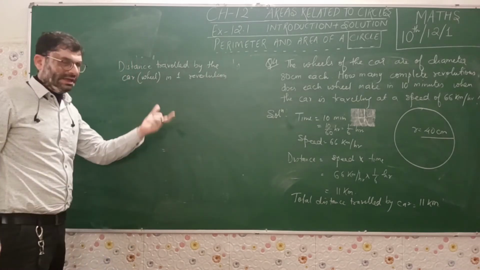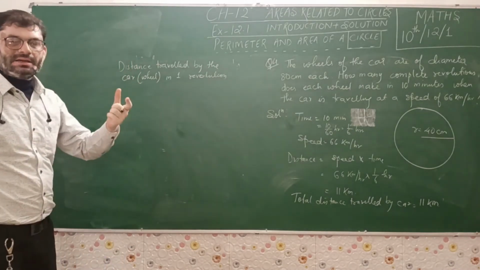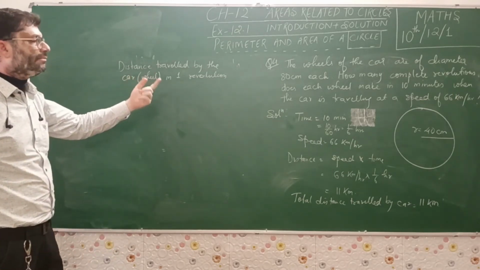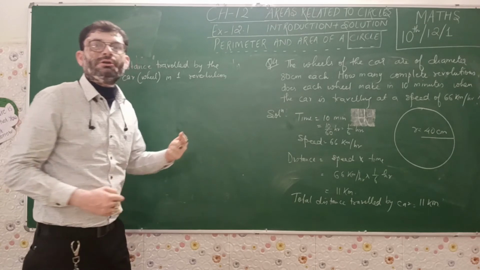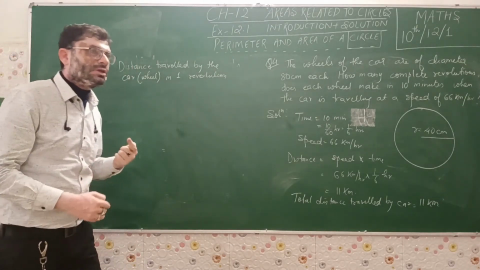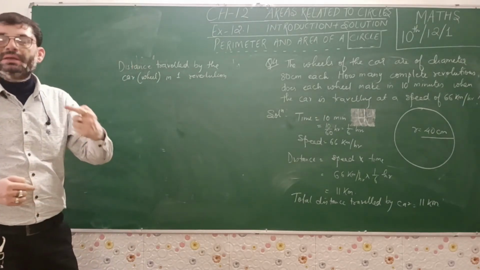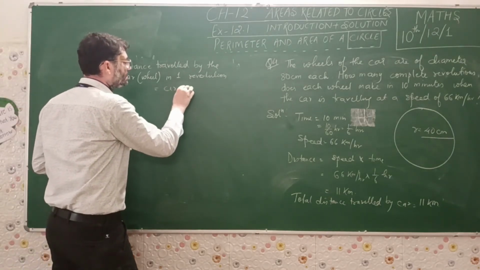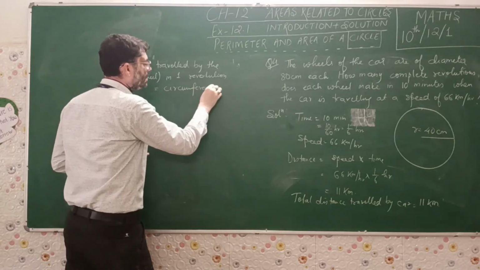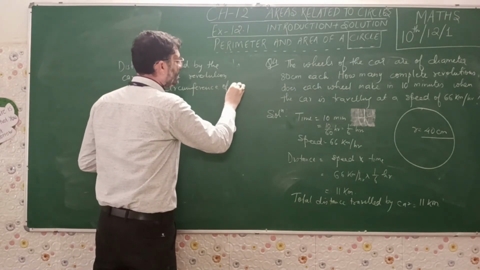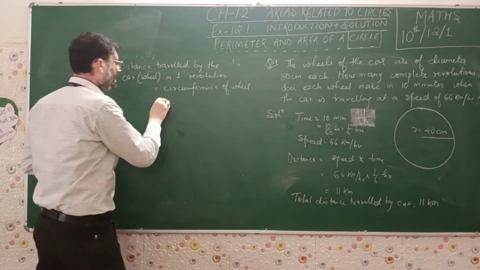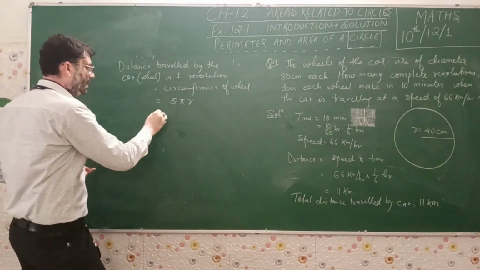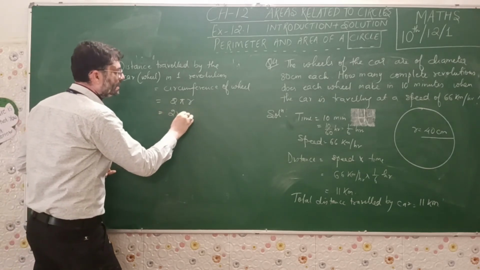The appropriate word can be wheel, but we can understand that the car is moving, the wheels are moving, and the distance covered by the car in one wheel is one complete revolution of the wheel. One complete revolution of the wheel means the distance traveled will be the circumference of the wheel. And what is the circumference of the wheel? It is given by the formula 2 pi r.